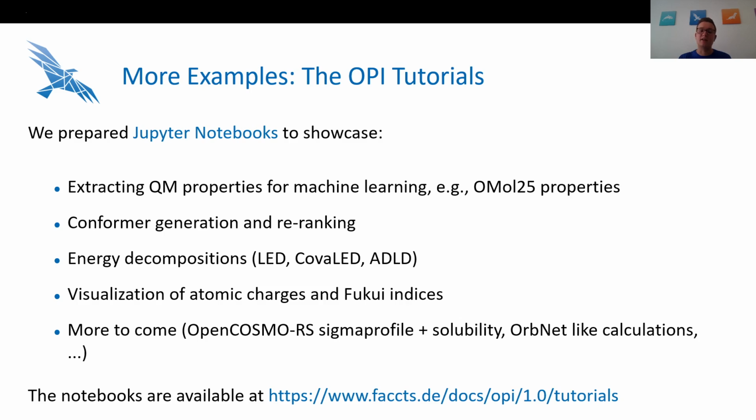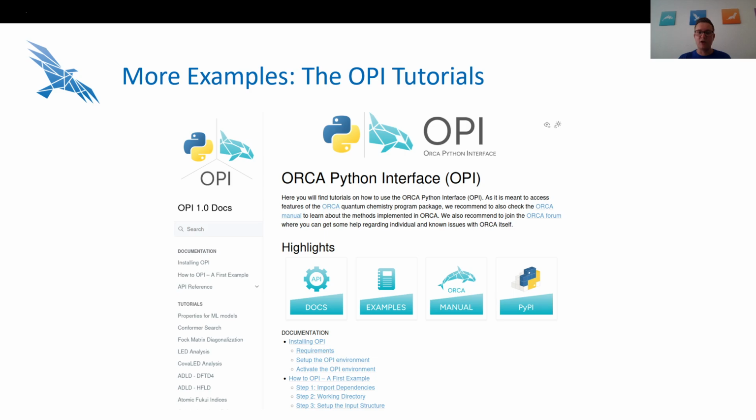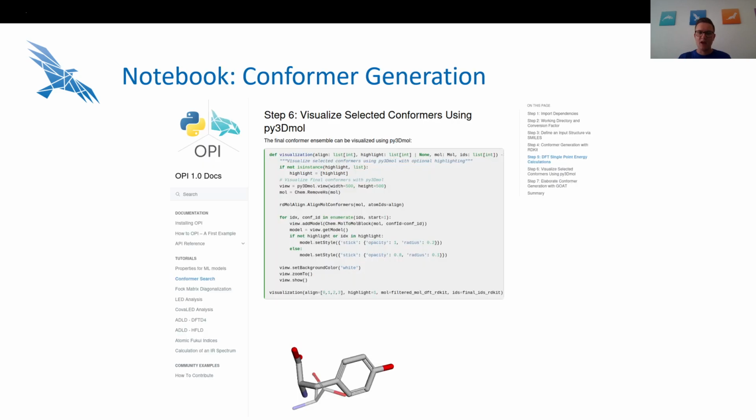These notebooks are available on GitHub, but also on our FACCTs website to look at them. And we will look at the initial ORCA Python interface tutorials. And here we can take a closer look at one specific example, the conformer search. And we can directly see one advantage of using the Python infrastructure. We can benefit from visualization techniques. Here we have Py3dmol, and we can directly visualize the conformer ensemble within our notebook.